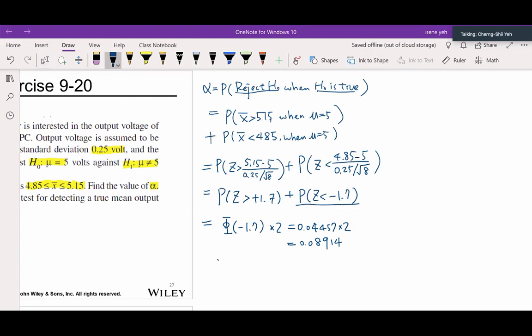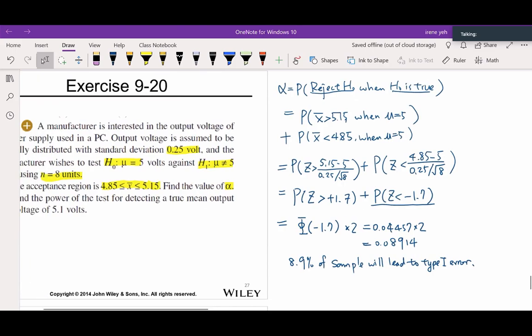Now 8.9% of samples will lead to type 1 error. Depends on your process. If I were the engineer, 8.5% seems a bit high for me, so I'll definitely go back and take a look at my samples. Okay.